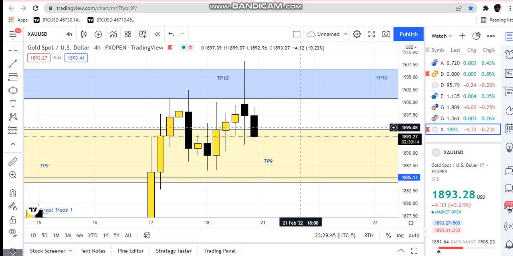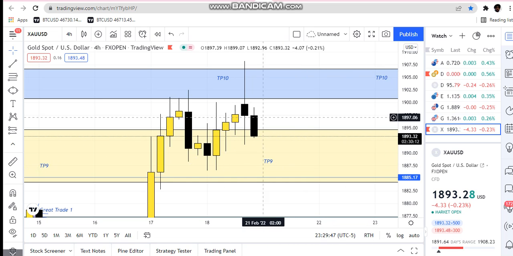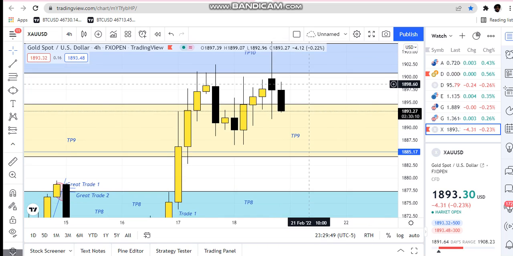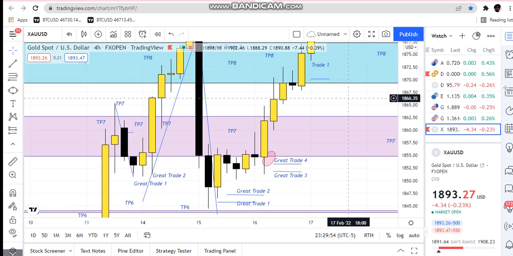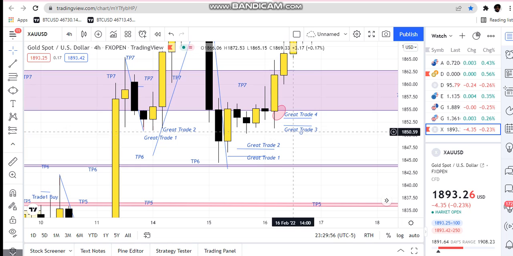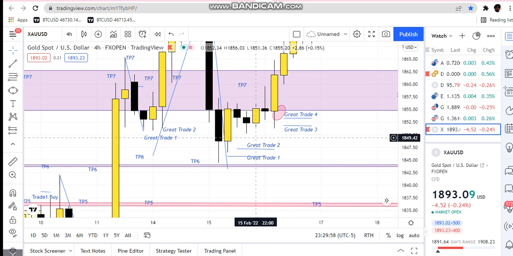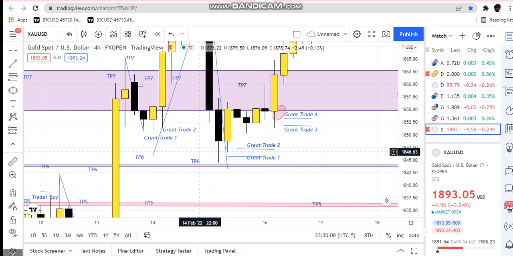All right, gang. We're now in a downtrend after price. Just recapping what happened last week: from take profit 6, great trade 1, great trade 2, February 15th. We've been in an uptrend since February 15.